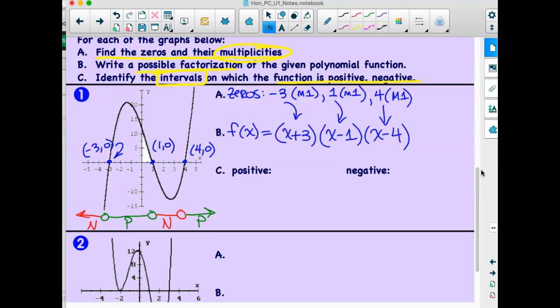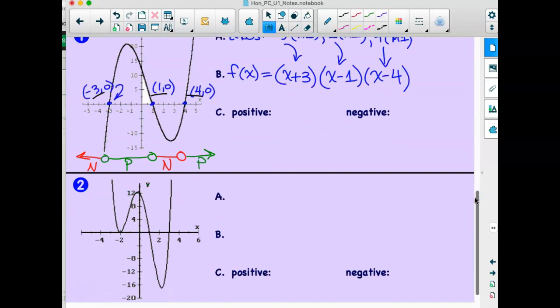Okay. So my values were -3, 1, and 4. So positive intervals are going to be from -3 to 1. I'm going to do it like this. It's a parenthesis because it's not positive or negative at an x-intercept. So we're going to do -3, comma 1, union, right? And then we'll do the next positive interval from 4 to infinity.